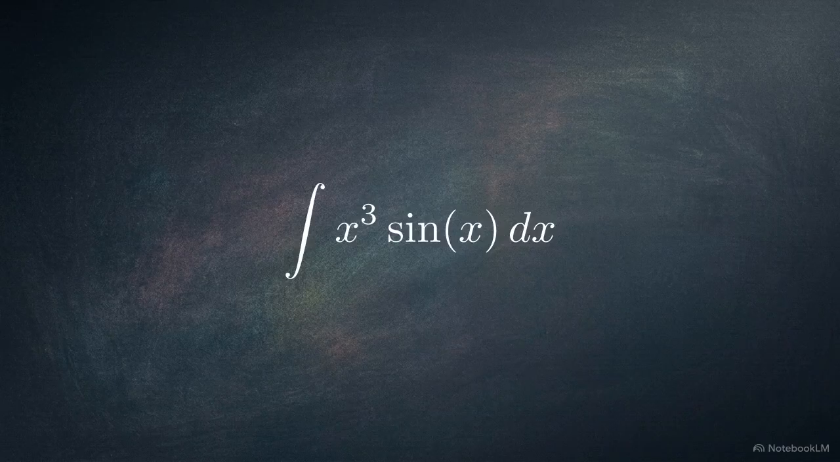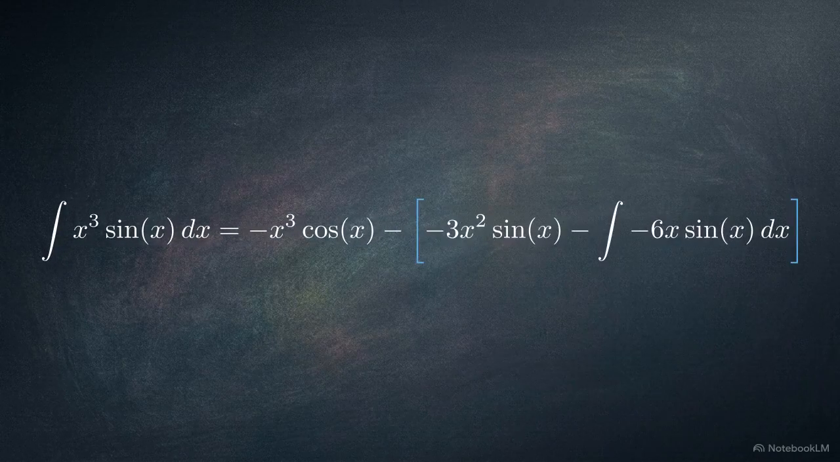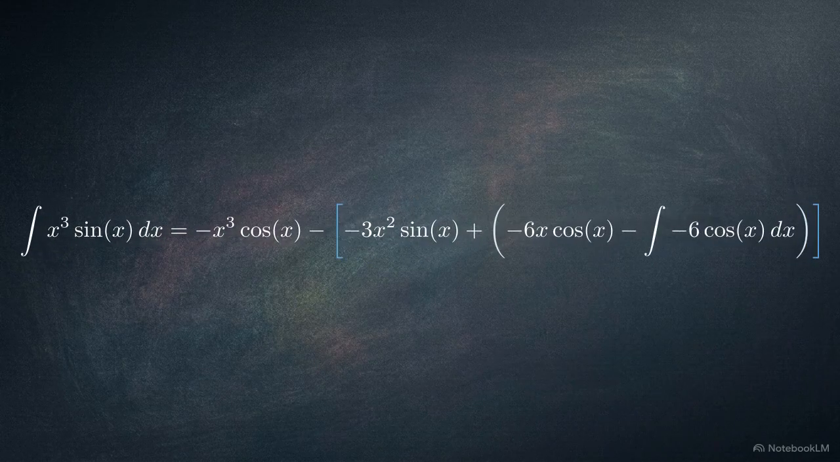calculation. While the standard formula is efficient for simple products, it becomes unwieldy when dealing with high-order polynomials, like x cubed sine x. Solving this manually requires nesting the entire formula inside itself 3 times, which frequently leads to sign errors within the expanding brackets.